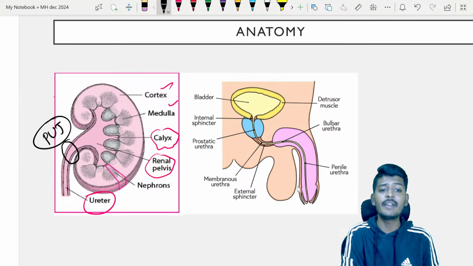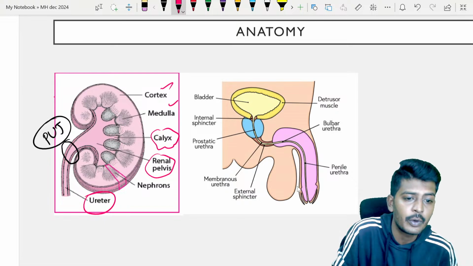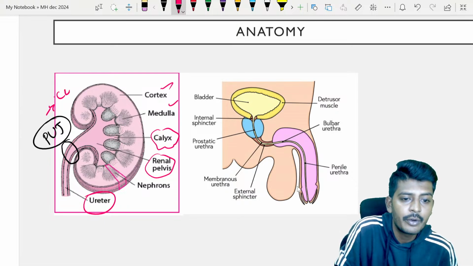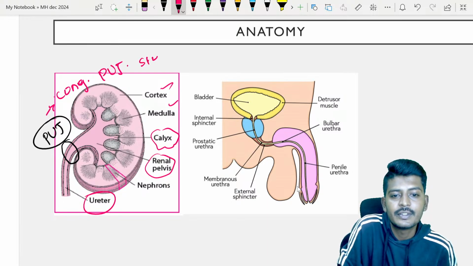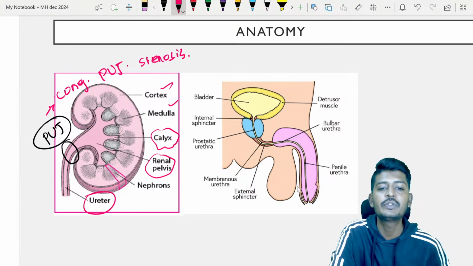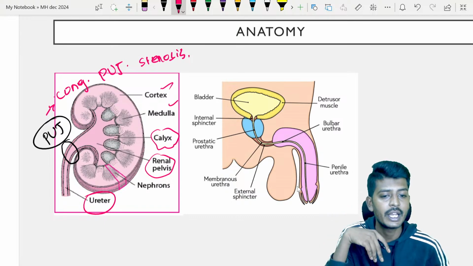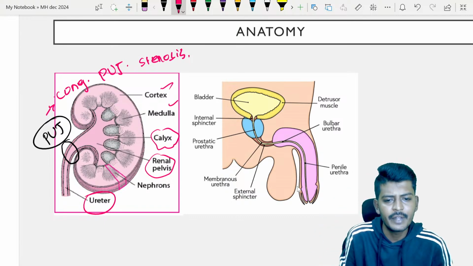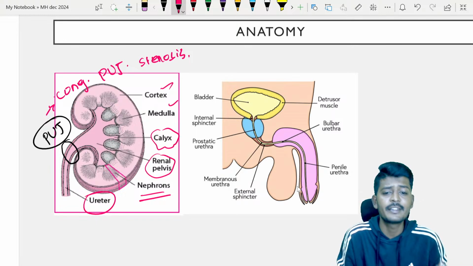Pelviureteric junction, because there is something called congenital PUJ stenosis. In this place only, there is a disease called congenital PUJ, pelviureteric junction stenosis. Pelviureteric junction stenosis will lead to chronic renal failure if not treated properly. If you take a section of the kidney, you will find the nephron. So from these ureters, from the kidney, they continue to where?